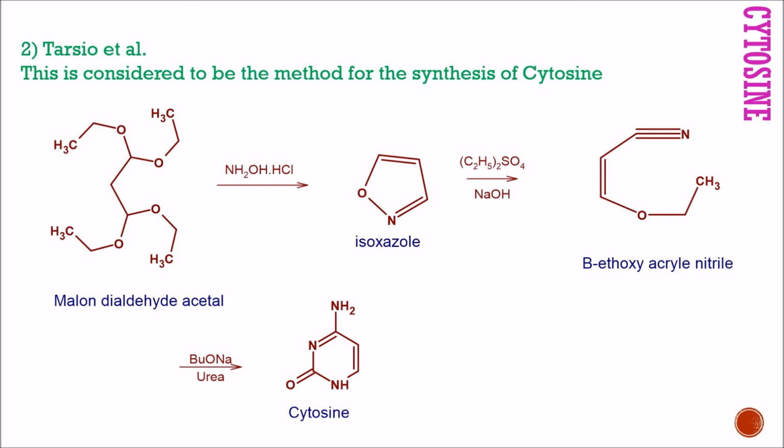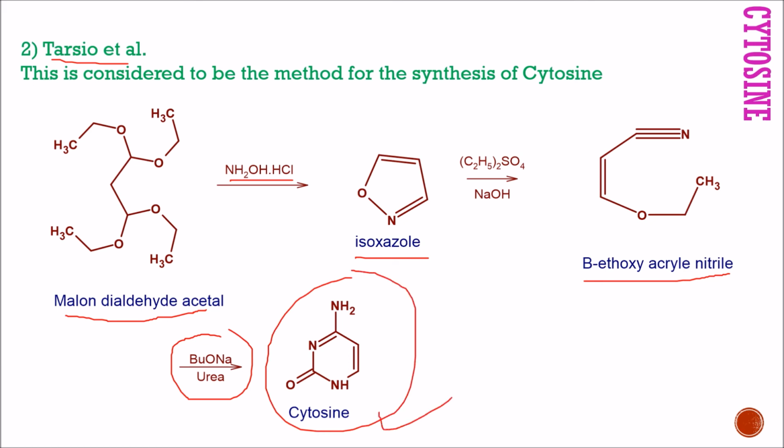Second method for synthesis of cytosine is given by Tarcio et al. This is considered to be the best method for the synthesis of cytosine. Here they have used malondialdehyde acetal in presence of NH2OH.HCl, that is hydrochloride salt. It forms a ring structure, that is isoxazole. In presence of NaOH basic condition and (C2H5)2SO4, it forms beta-ethoxyacrylonitrile. In presence of BuONa in presence of urea, it fuses and forms a ring structure, which is the structure of cytosine.